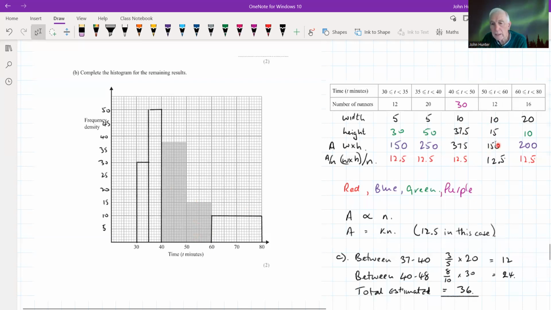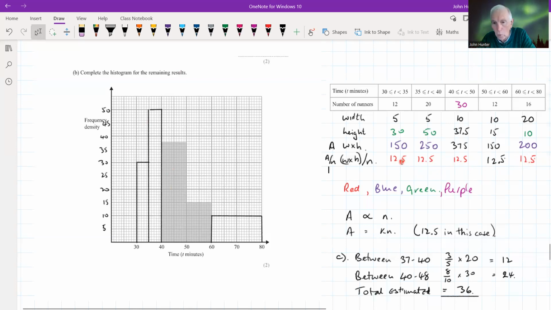And then if we calculate the area divided by the number, we get this 12.5. That's 150 divided by 12. Now that 12.5 has to apply right across the board. It's the same conversion rate, it's the same frequency density diagram, so we've got the same conversion ratio. So we can actually fill those in, those red ones there.